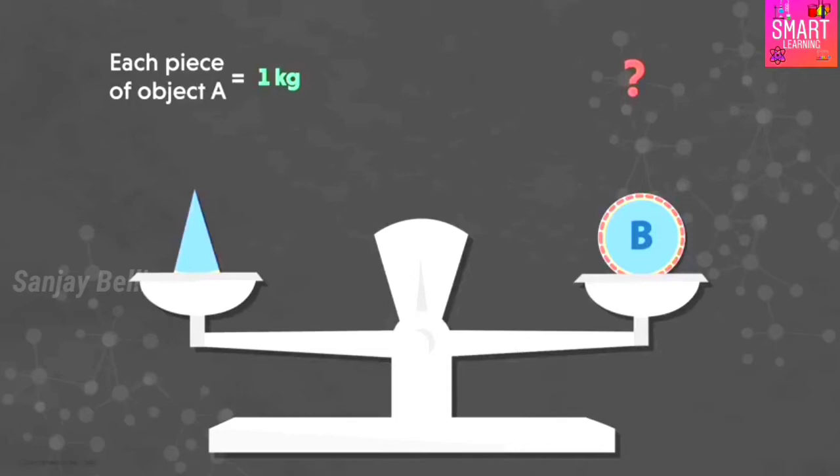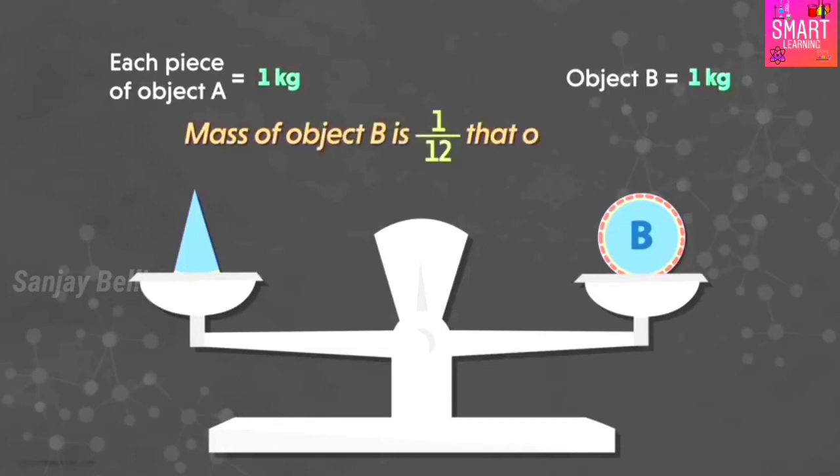Now can we tell the weight of object B? Yes. Each piece of object A is 1 kilogram, and hence we can say that object B also weighs 1 kilogram. Let me ask you something now. Can we say that the mass of object B is 1 by 12 that of object A? That's correct. This is exactly how we estimate the atomic mass of an atom.